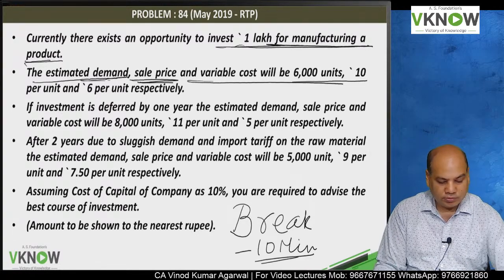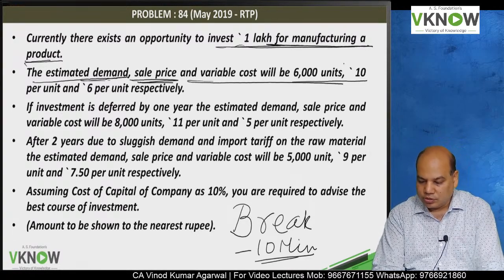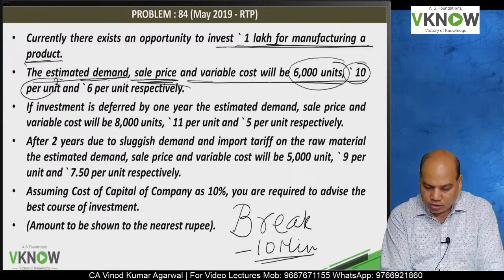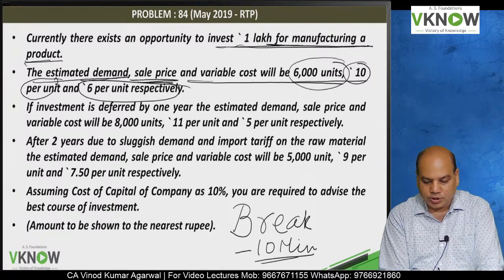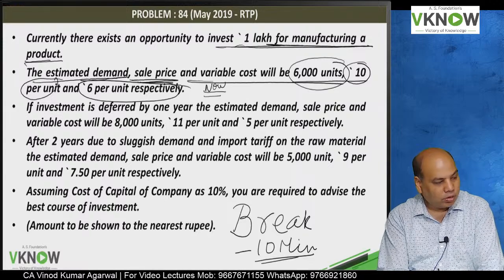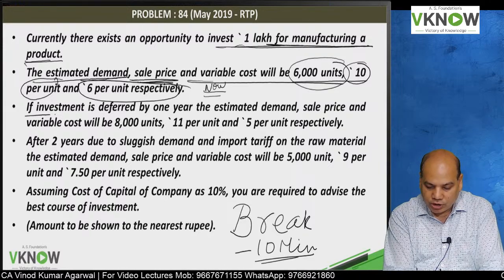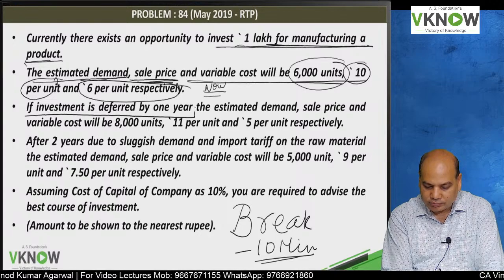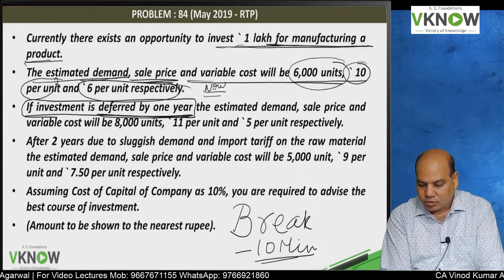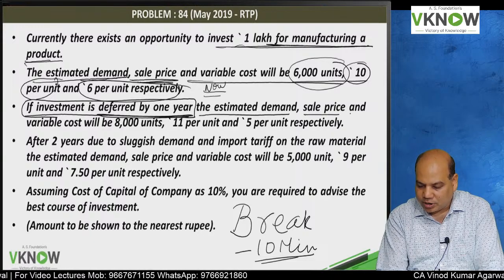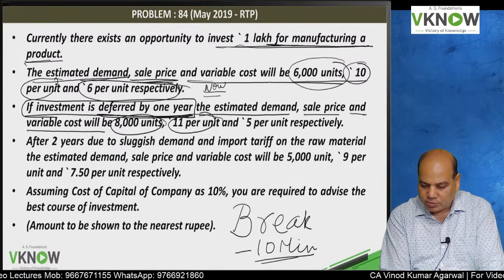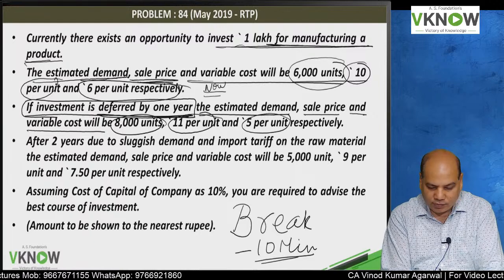will be 6,000 quantity, 10 rupees per unit and variable cost 6 rupees per unit. So option 1 is now. Another option is if investment is deferred by 1 year, postpone for 1 year, the estimated demand, selling price and variable cost will be 8,000, 11 rupees, 5 rupees respectively.